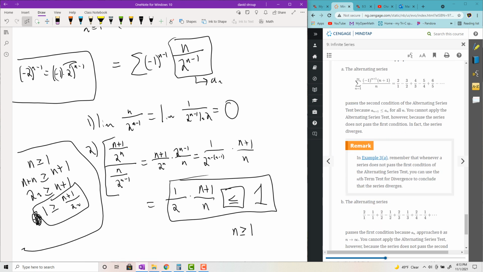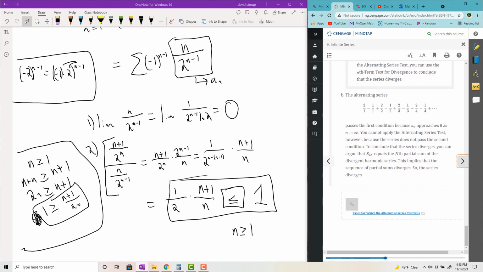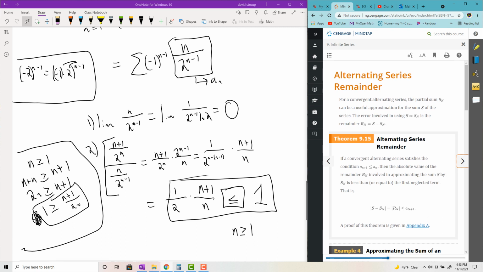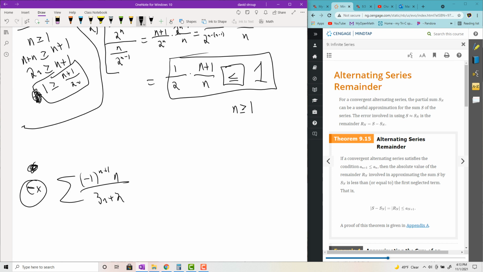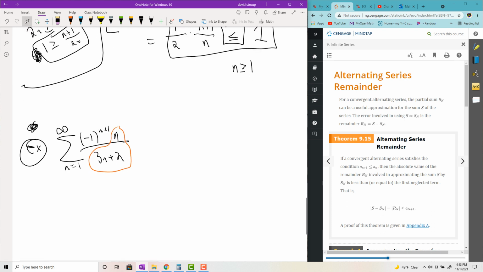Let's see what else they have. So sometimes the alternating series test is not going to apply, and mainly that happens when the first criterion does not hold. An example I stole from the book a long time ago: the sum of -1 to the n plus 1 times n all over 3n plus 2, from n equals 1 to infinity. The a sub n portion is right here. If you don't mind, I'm not going to rewrite it like that, so I'm just going to do my diagnosis on that part.